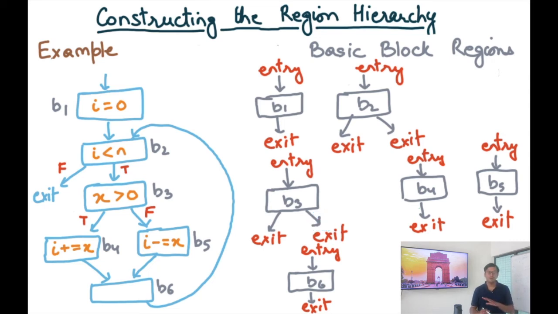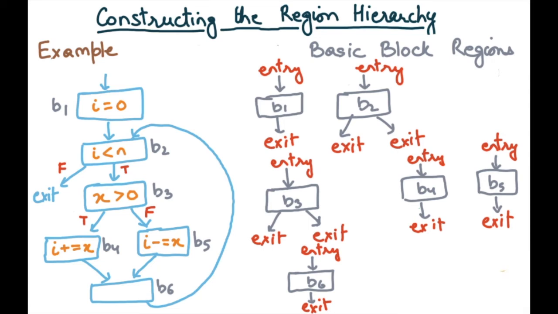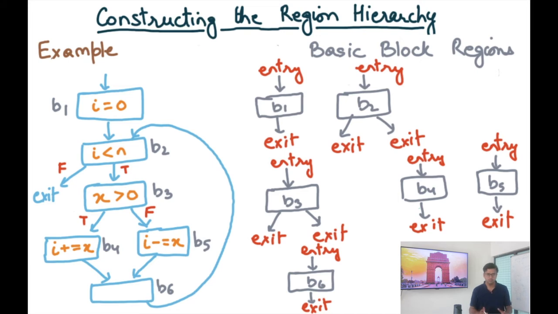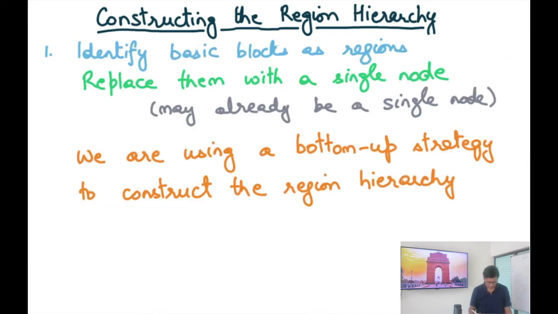But the common thing about all these regions is that they all have a single entry, and recall that that's just by the definition of a region, including the regions formed by basic blocks, the region formed by loop bodies, the region formed by loops themselves, or the regions formed by procedures. All these basically need to have a single entry. They can potentially have multiple exits.